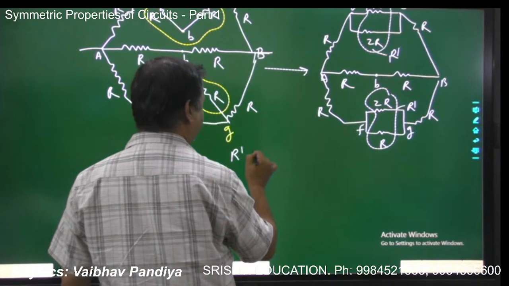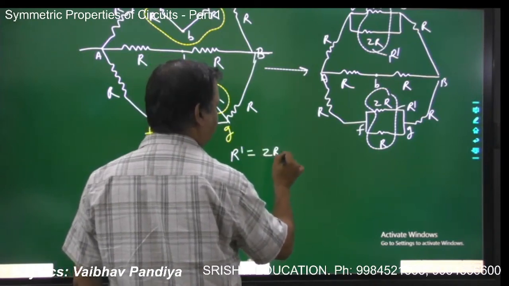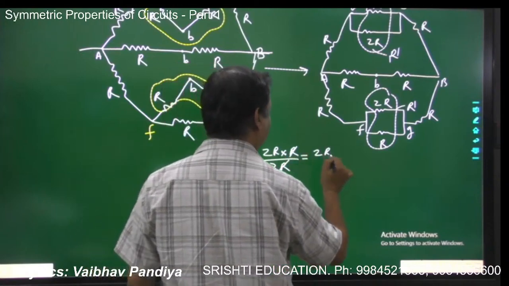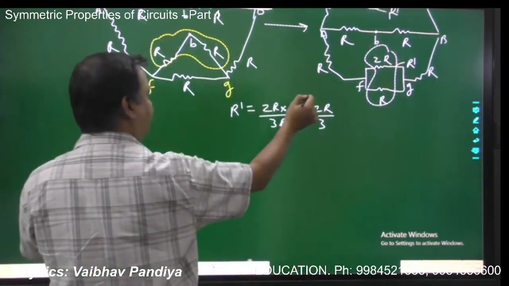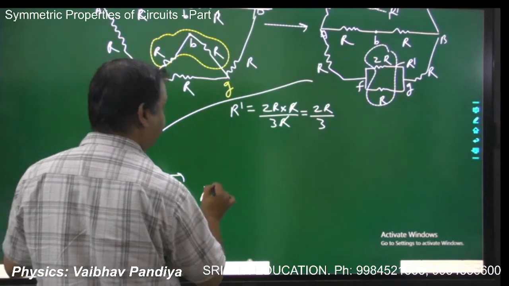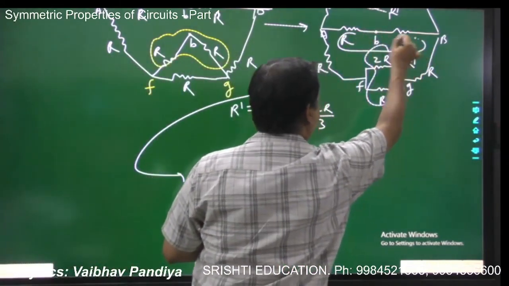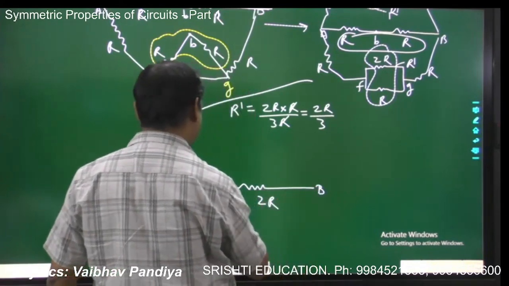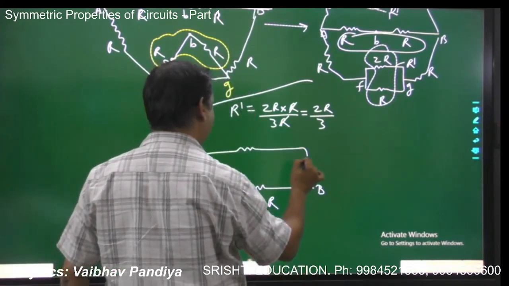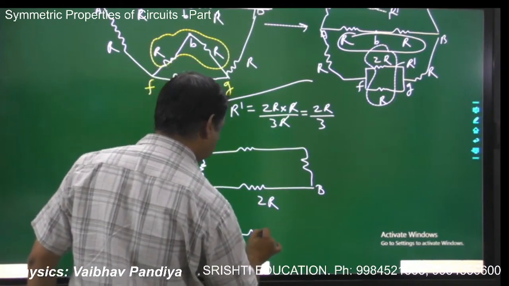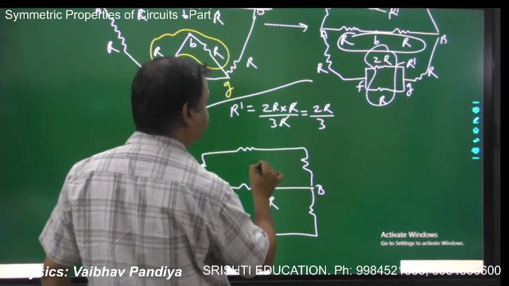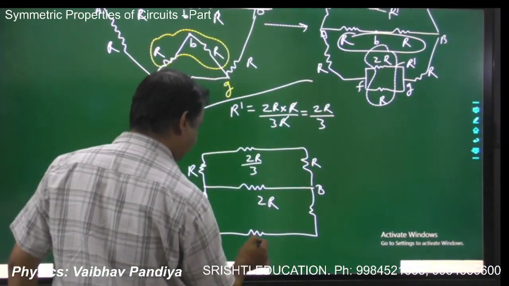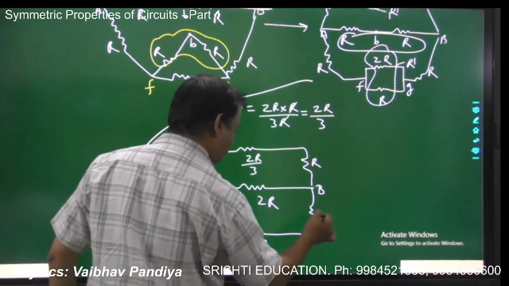So R dash will be the parallel formula R1 R2 over R1 plus R2. So 2R multiplied by R, divided by 3R. So you'll get how much? 2R by 3. So your new figure will be, this is A, and between A and B, these two are in the series combination. So I can make as 2R, and then I will have this is how much? 2R by 3, R, and identical things for the bottom portion, 2R by 3, R.